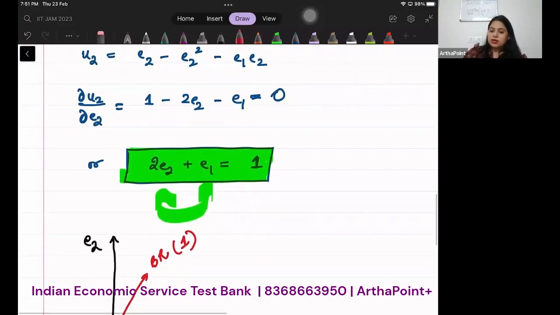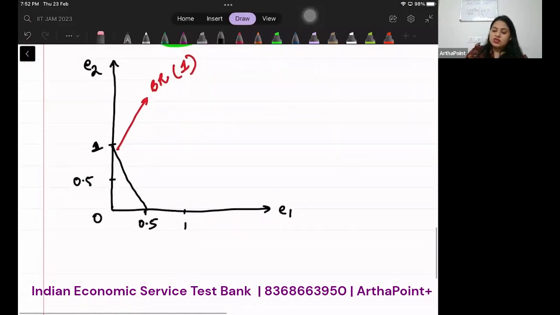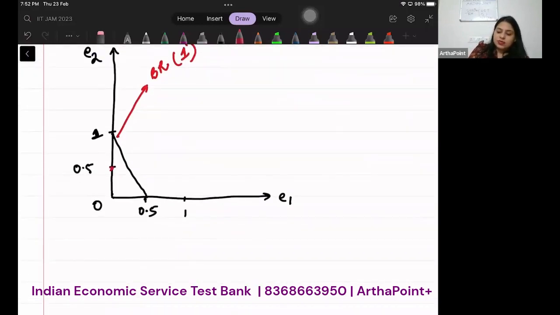Now let's talk about agent 2. Let's make this table. E1 and E2. When E1 is 0, E2 is 0.5. When E2 is 0, E1 is 1. So the best response function of agent 2 will come out to be something like this. Let's make something like this. Please make it into a straight line, okay? Something like this. So this is the best response function of agent 2.